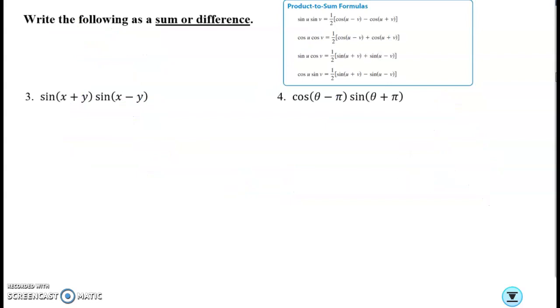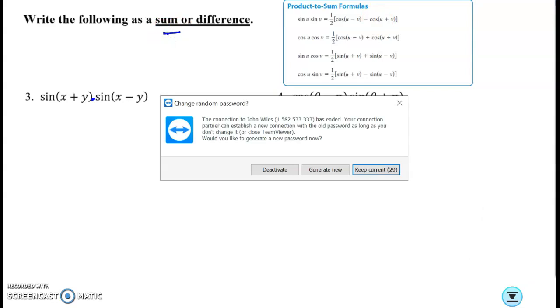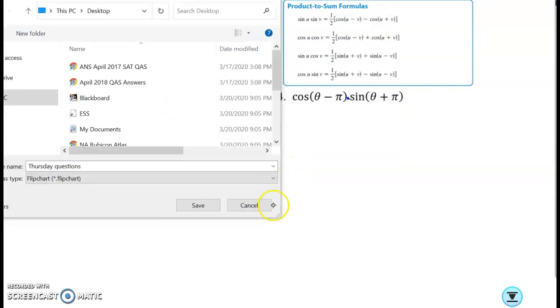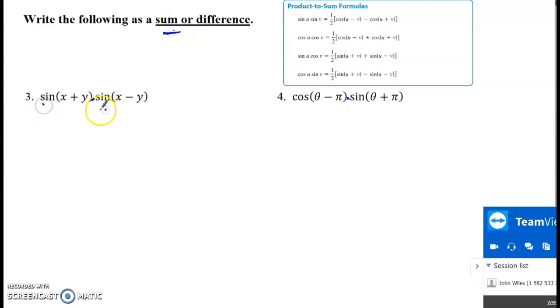Second, you're asked to write the following as a sum or a difference. These are given to you as a product. This is a product, this is a product. So you're going to use the product to sum formulas, because this is a product and they want you to write it as a sum. So I see sine times sine.